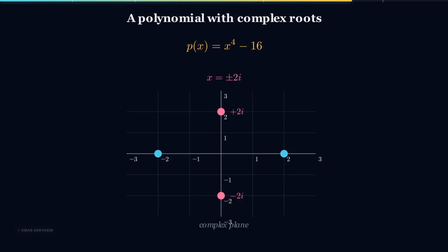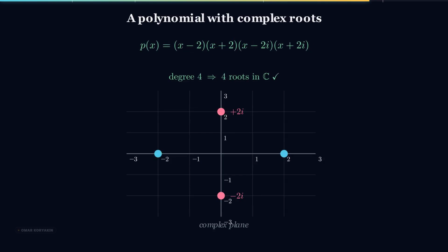Add a vertical imaginary axis and the number line becomes a complex plane. The square roots of negative 4 are plus and minus 2i, and they sit on the imaginary axis at plus and minus 2. Two more dots in pink exactly opposite each other, completing the conjugate pair.